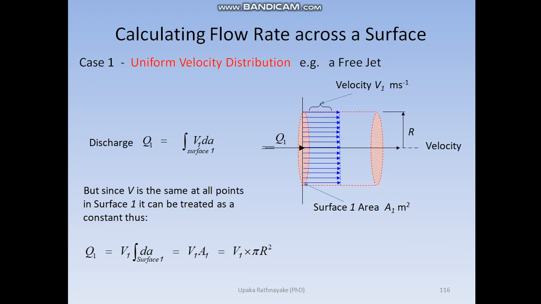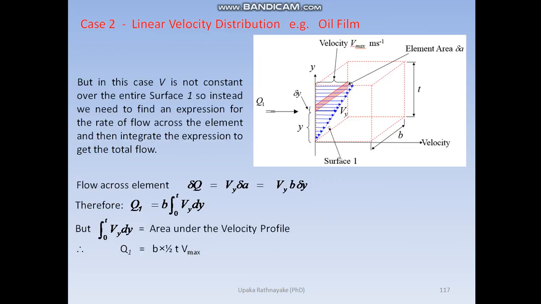Now, let us look at three different cases in calculating flow rates. Case 1: uniform velocity distribution, for example a free jet. Please look at the calculation and identify the analyzing techniques. This is rather easy. You know Q is equal to the integration of V dA.